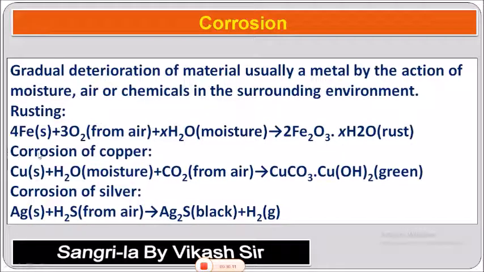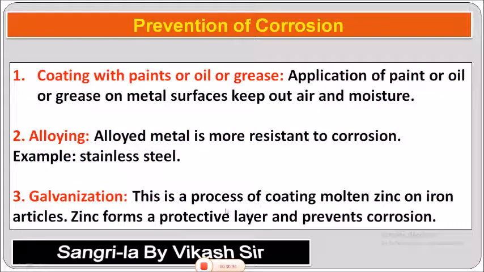Also you can see the corrosion of copper. Copper reacts with water and carbon dioxide and gives copper carbonate plus copper hydroxide, green in color: CuCO3 plus Cu(OH)2. Here we will find a plus sign. Okay, and also Ag reacts with H2S and forms Ag2S plus hydrogen. Now, prevention of corrosion.